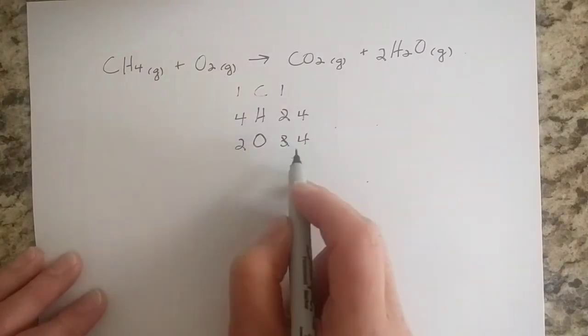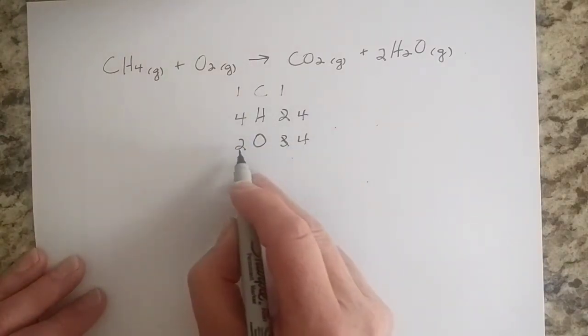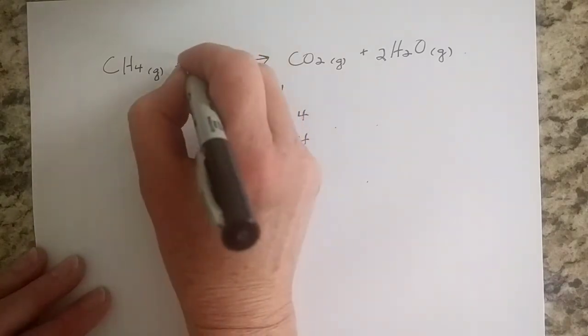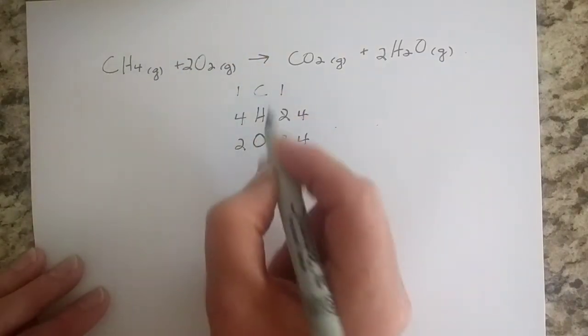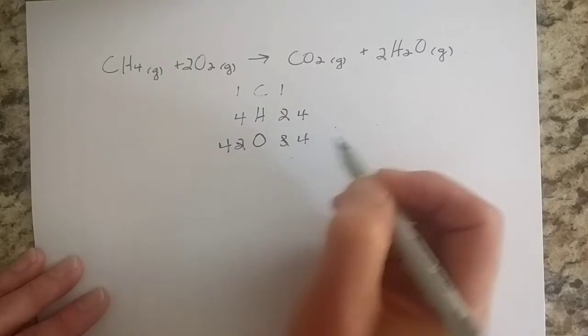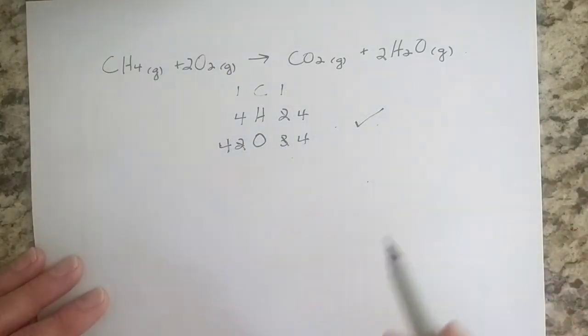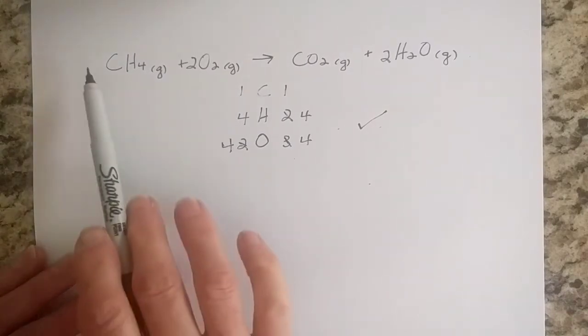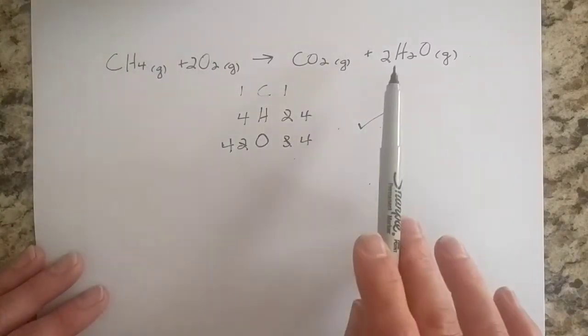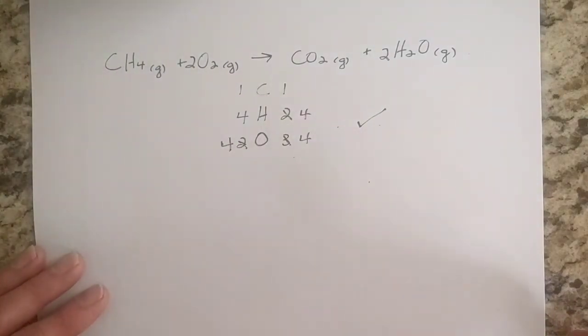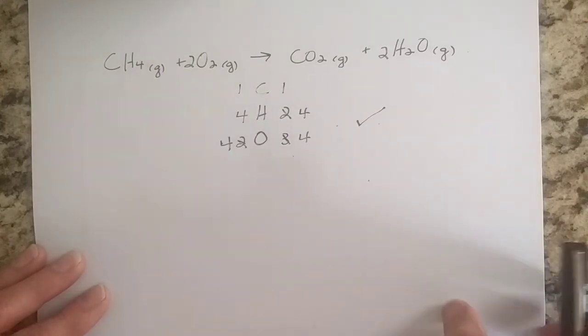Now we need to balance the oxygens. We have 4 on this side, we need 4 on this side. So we put in a 2. 2 times 2 gives us our 4. And carbon, hydrogen, and oxygen are all good. Our ratio of our coefficients is 1 to 2 to 1 to 2. Lowest whole number ratio. We are balanced.